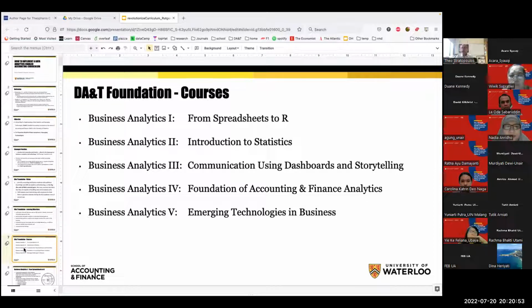And the very first course, the Business Analytics 1, is a course that we offer in the fall of the first year. So when students are in the very first term in Waterloo, they have to take the course from spreadsheets to R. In the second term, which is in the winter, they have to take the introduction to statistics. When they come back in the fall of the second year, they have to take the Business Analytics 3, communication using dashboards and storytelling. When they are in the second term of their second year, they need to take the remaining 2 courses.